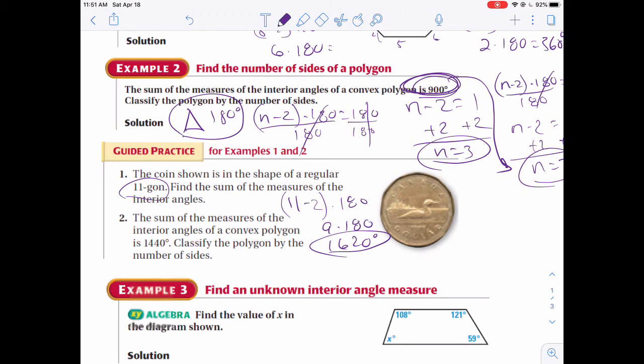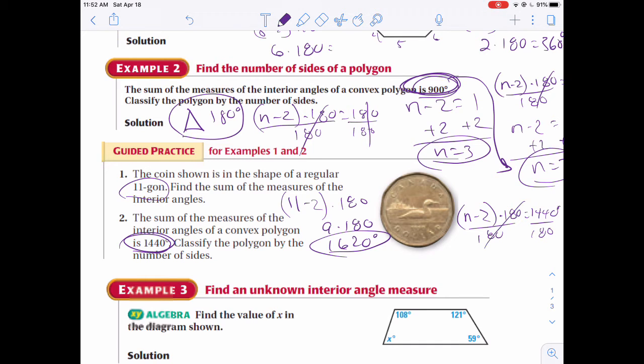All right, number 2 says the sum of the measures of the interior angles of a convex polygon is 1440. They're telling you that's how many degrees all the angles add up to. So my formula for number 2 is going to be (n minus 2) times 180 equals 1440 degrees. So again, we have to do division here to get rid of that 180. So divide both sides by 180.